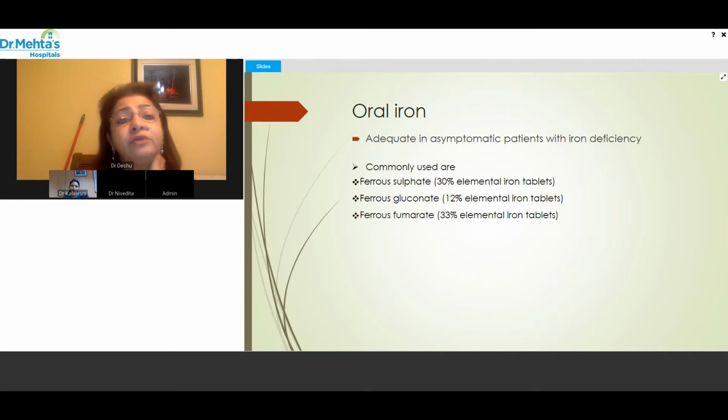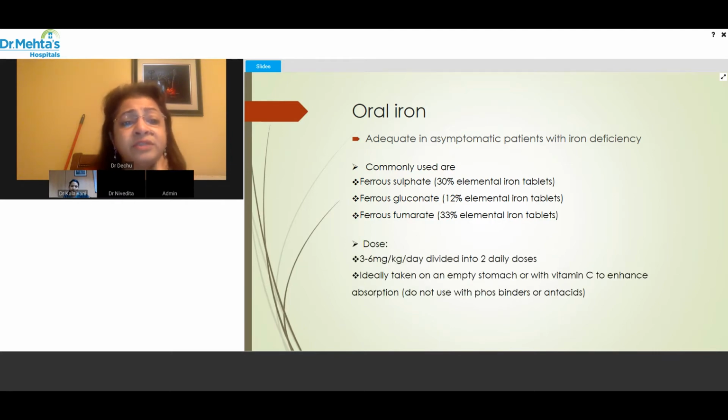And the commonly used preparations are ferrous sulfate, ferrous gluconate, and ferrous fumarate, and those have varying percentages of elemental iron in them. The dose typically that we use is 3 to 6 milligrams per kilogram per day, divided into 2 daily doses, with a max of about 650 milligrams of total iron that we would use.